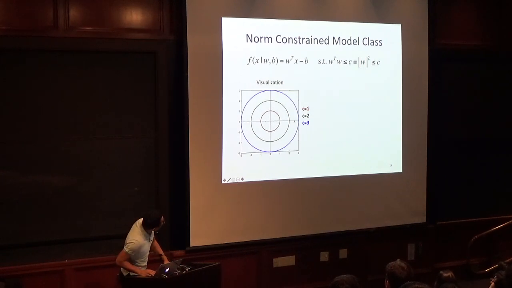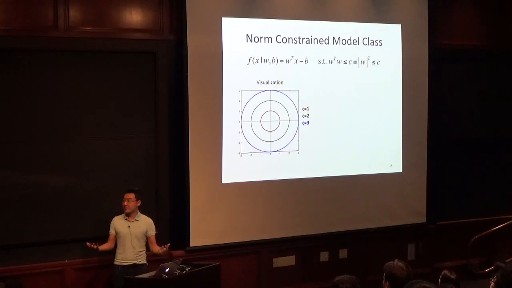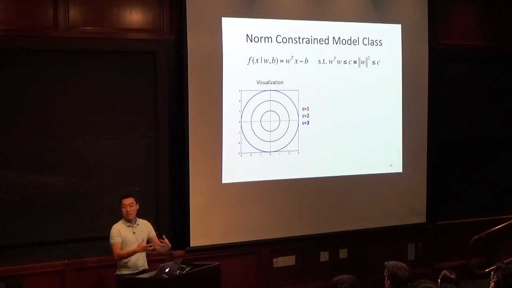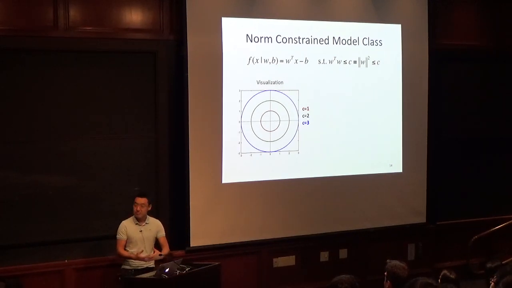I guess there's a slight error on this. Maybe this would be C squared, but anyways, I might be off by a square here. The picture is still fine. So this is C equals 1, everything in here, and everything in the green circle is for C equals 2, and everything in the blue circle is C equals 3. This is a model class. It's the class of all linear models whose squared L2 norm is less than or equal to some constant C.